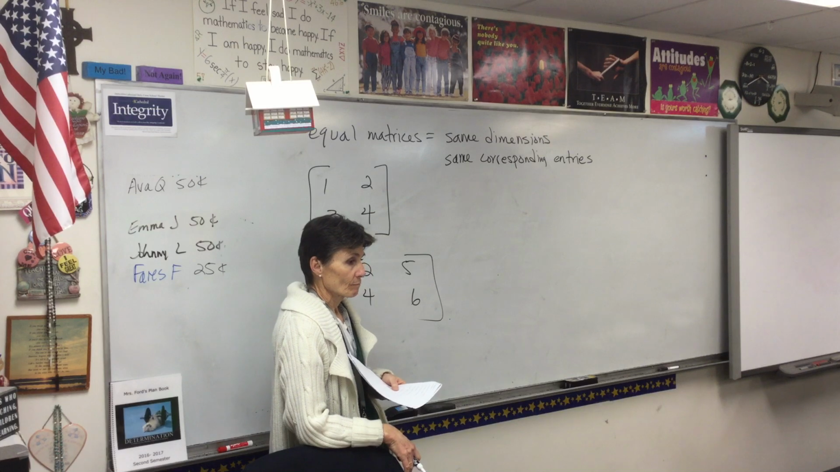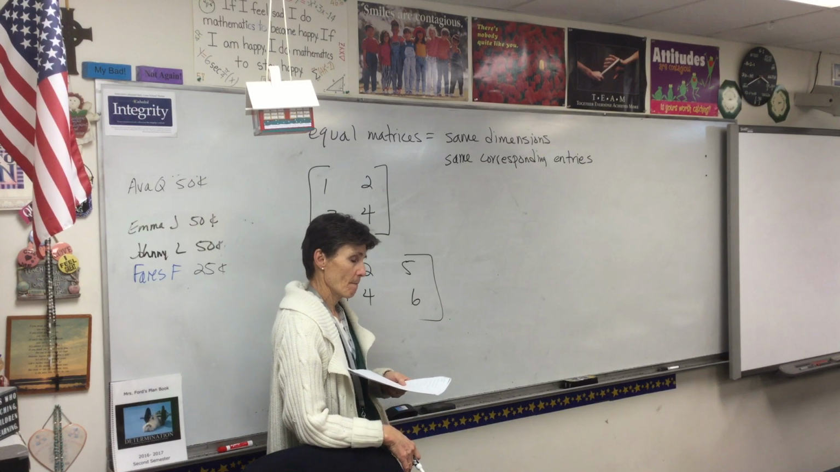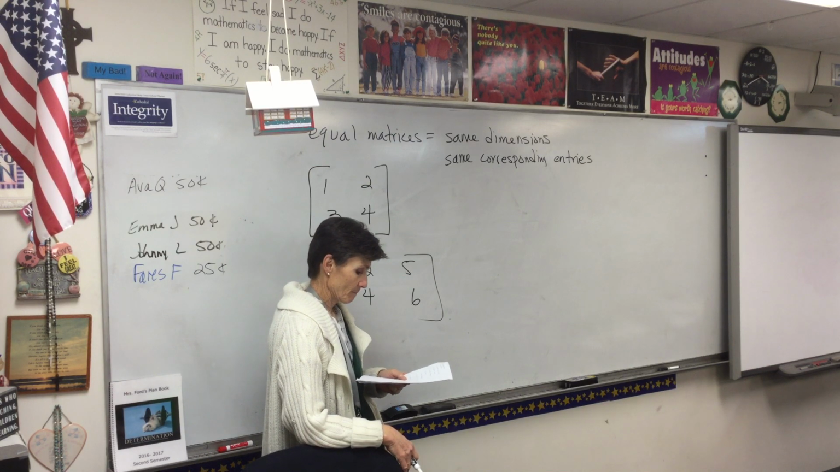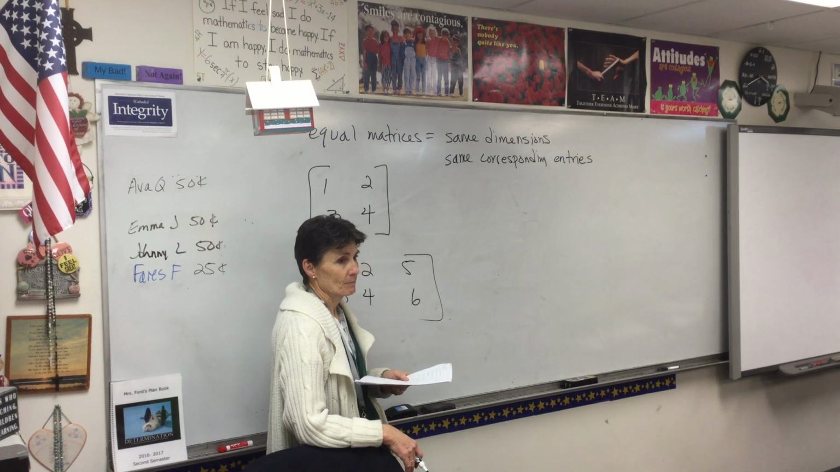Is C still a 2 by 2? C is 2 by 2. 2 rows, 2 columns. Then why does it say C3? Yeah, we're not there yet.